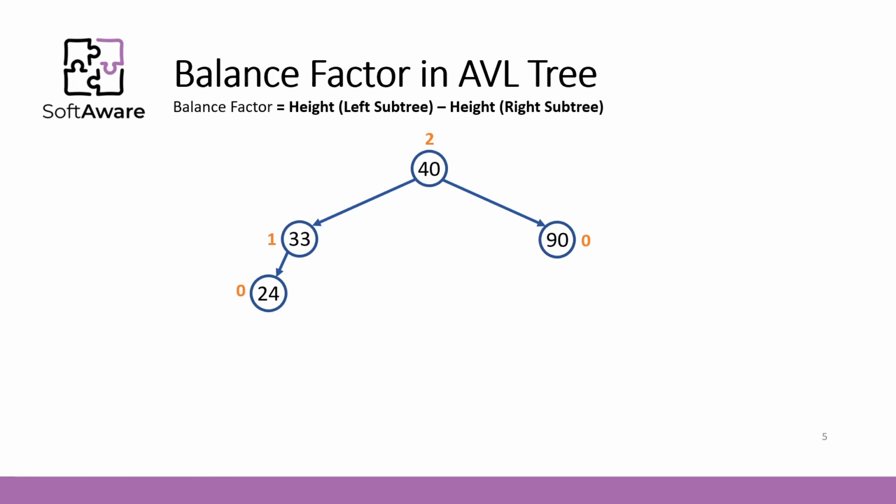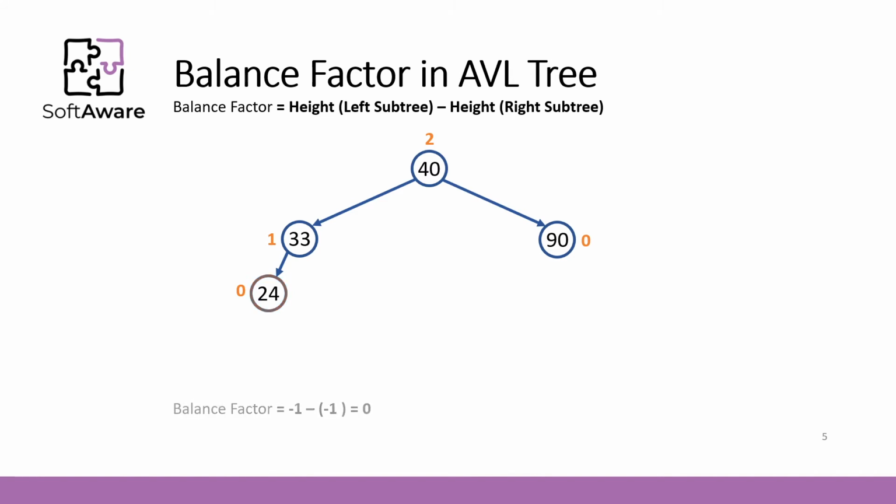We know that the balance factor is equal to the height of the left subtree minus the height of the right subtree. We also know that a null pointer from a node returns -1. So from the formula, we can find the balance factor for node 24. 24's left pointer is null, which returns -1, and the right pointer is also null, which also returns -1. -1 minus -1 is equal to 0, which doesn't violate our AVL tree.